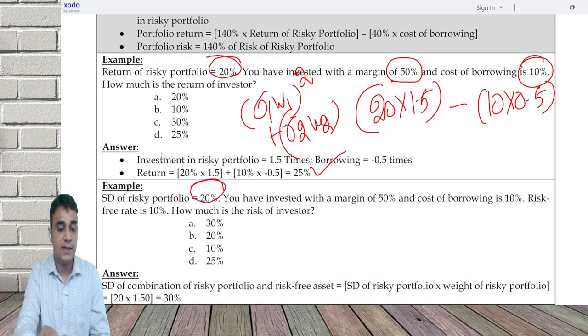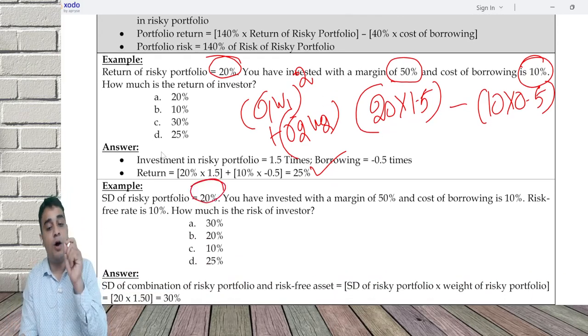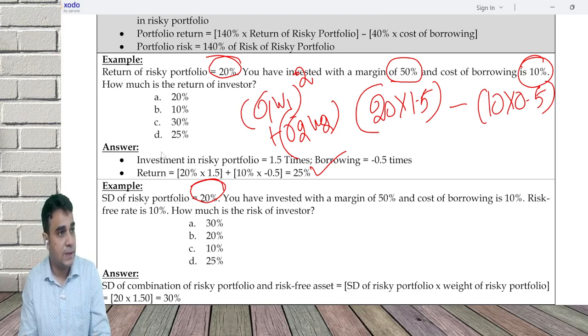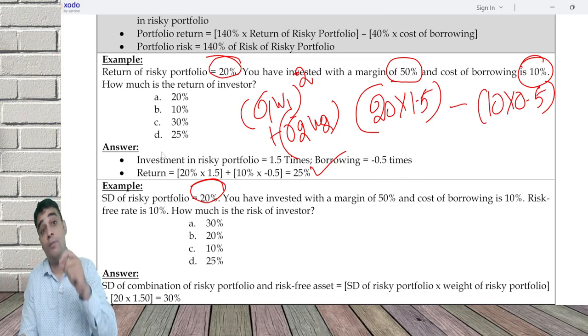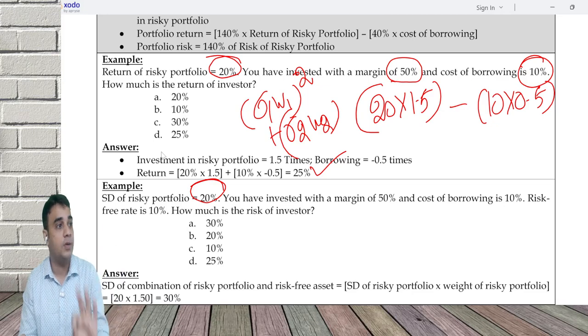Next example, SD is 20%. If you borrow 50% and put in a risky portfolio, your risk will become 20 into 1.5 times. You are now saying, no, I'll borrow 100% and put 200, risk will double. You borrow 200 rupees and invest 300, risk will become 3 times. Why are you doing this? To earn more return.